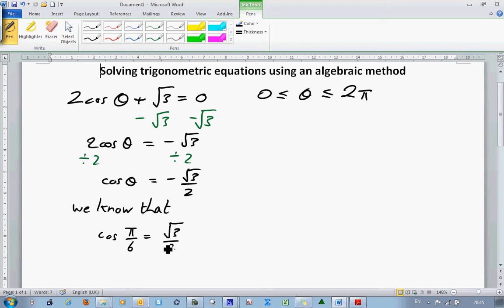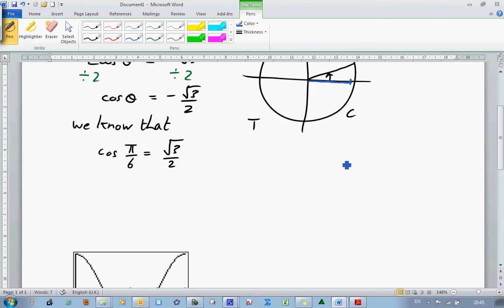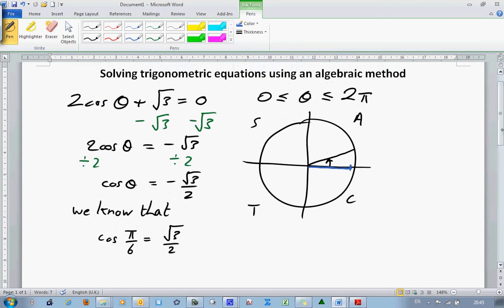And then we need to use our knowledge of either the unit circle or of the cosine curve. I'll start by looking at the unit circle. We know that cosine pi over 6 is root 3 over 2, which would be this value here. This would give you the cosine along here. And what we're saying now is we don't want the positive root 3 over 2. We want, where is this negative?